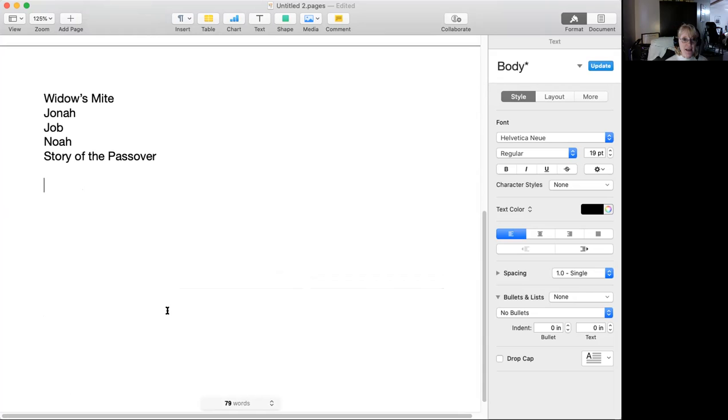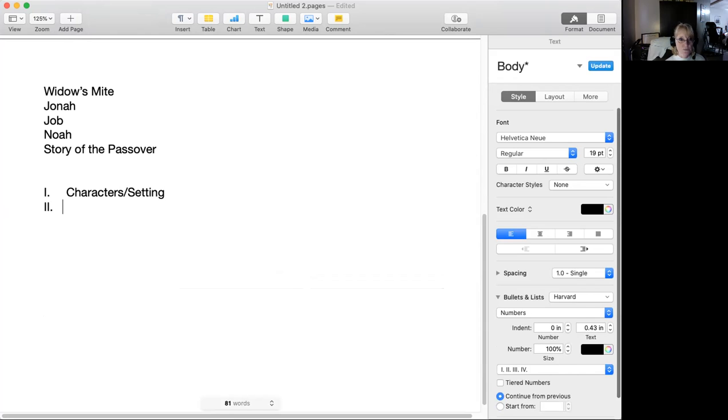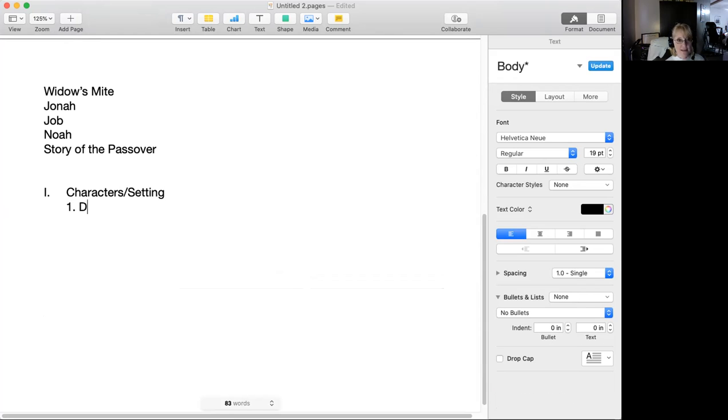So let's say I'm going to take the story of the fiery furnace, okay? So characters and setting. Who's in that story? Well, we know we've got Daniel. No, we don't have Daniel in that. We have his friends, Shadrach, I'm going to spell these wrong, Meshach and Abednego. What do I know about them? I know that they were exiled to Babylon, and they were Hebrews. What else? They followed God.